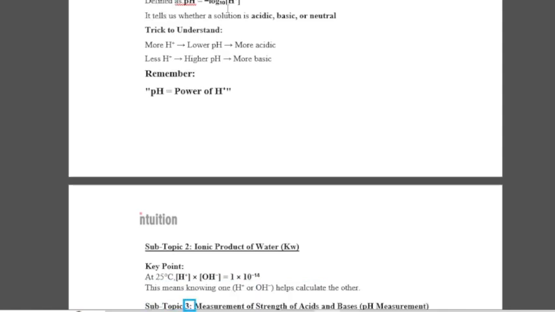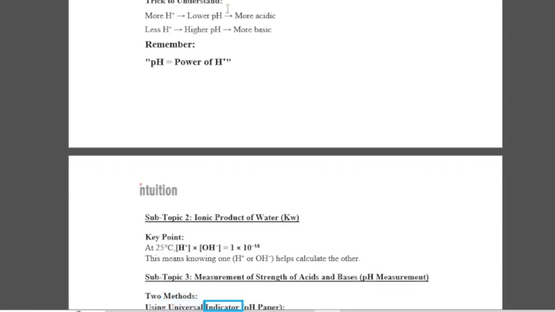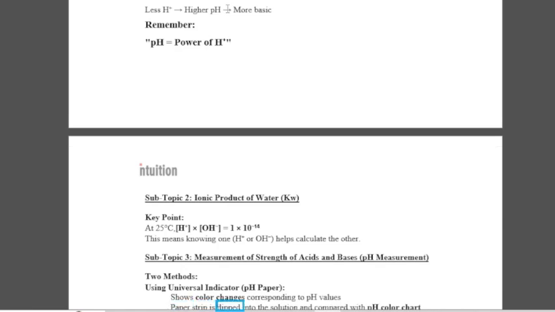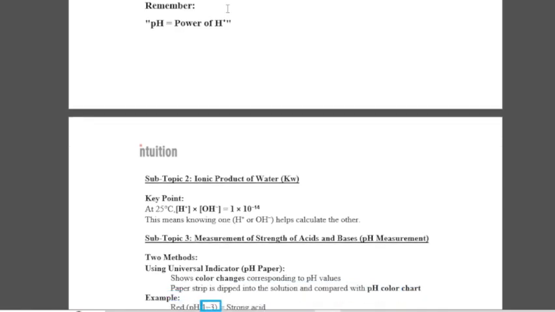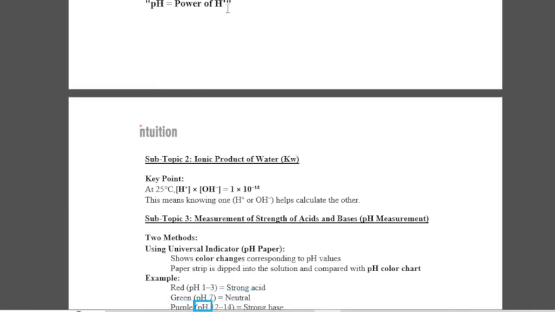Subtopic 3. Measurement of strength of acids and bases. pH measurement, two methods. First, using universal indicator: pH paper shows color changes corresponding to pH values. The paper strip is dipped into the solution and compared with the pH color chart. Example: red, pH 1 to 3, is equal to strong acid. Green, pH 7, is equal to neutral. Purple, pH 12 to 14, is equal to strong base.